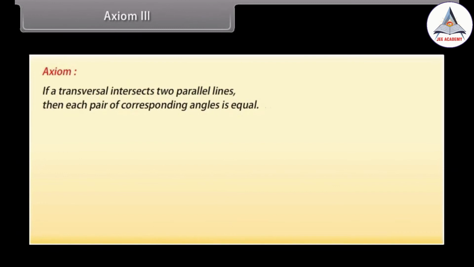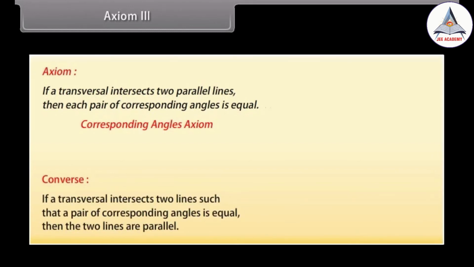If a transversal intersects two parallel lines, then each pair of corresponding angles is equal. This axiom is also referred to as the corresponding angles axiom. Now let us discuss the converse of the axiom. If a transversal intersects two lines such that a pair of corresponding angles is equal, then the two lines are parallel. Does this statement hold true?